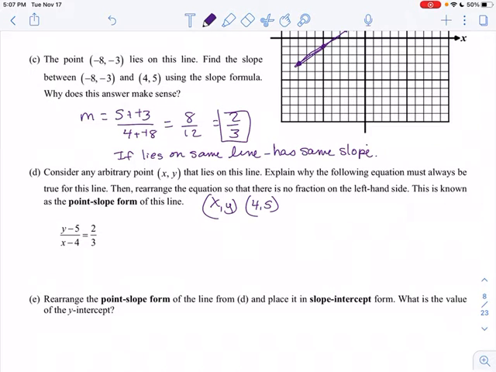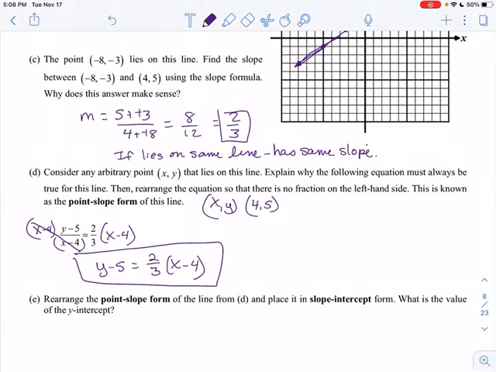So this is my answer right here, but I want to rearrange it so there's no fraction on the left. I have to take that x minus 4 and multiply by x minus 4 to get rid of the x minus 4 on the left. And whatever you do to one side, you have to do to the other side. So I'm left with y minus 5 equals 2/3 times (x minus 4). Basically all I'm doing is taking the slope, which is 2/3, and an arbitrary point (x, y), using my slope formula, and then getting rid of that x minus 4. This right here is my point-slope form of the line.